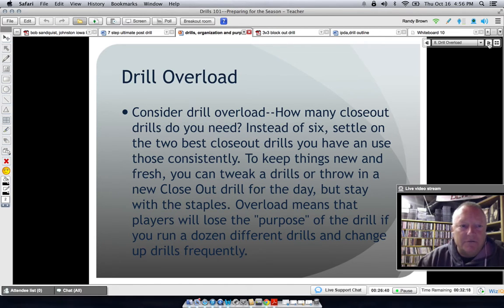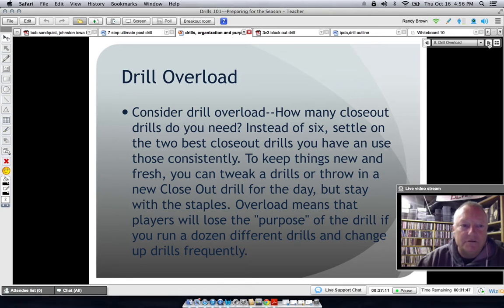38 rebounding drills. You know what? Scrap that. Make it 4 rebounding drills and then teach the heck out of those 4. You may run 1 or 2 a day. That's probably all you need in a given day, and maybe mix them up during the week. And keep things new and fresh. Tweak a drill. Throw in a brand new closeout drill maybe for a day, and maybe you'll never go back to it. You can trick players.